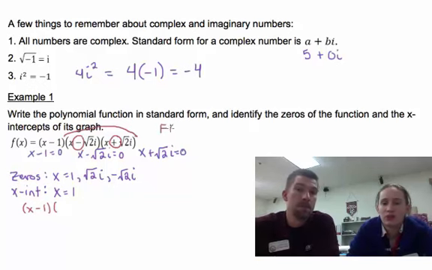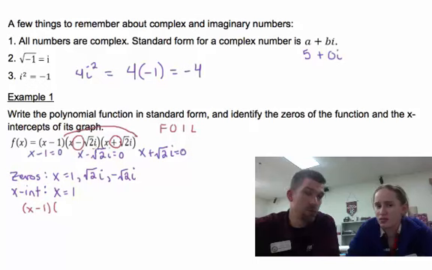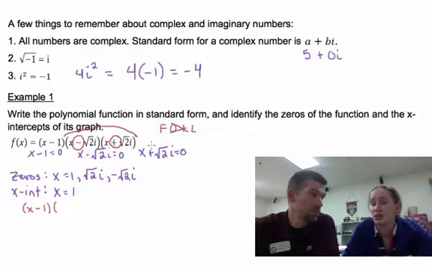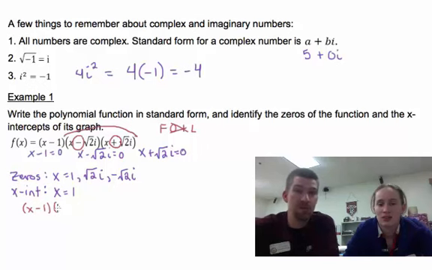So, good old FOIL. This is called the sum and difference of squares. If the signs are the only thing that's different, your outer and inner terms cancel out. So instead of doing FOIL, we just need to do FL. First is x times x, which is x squared.